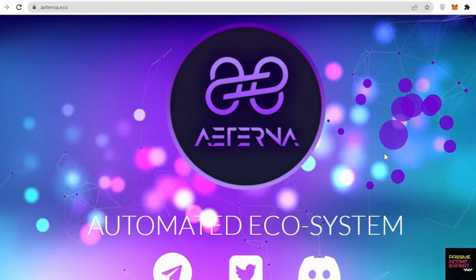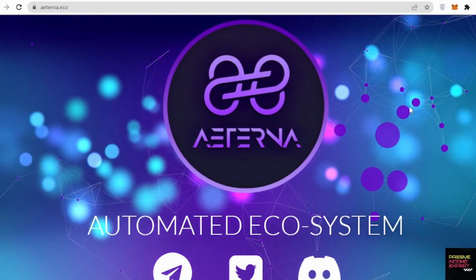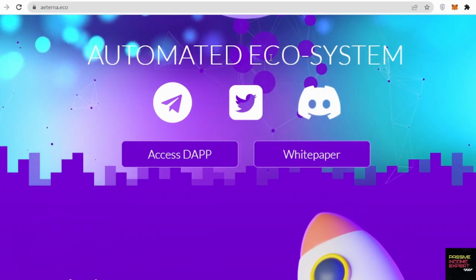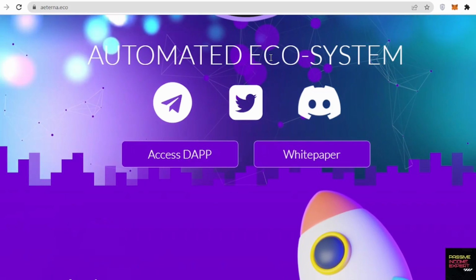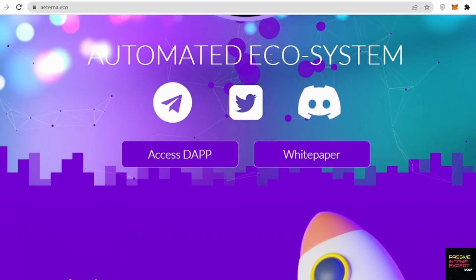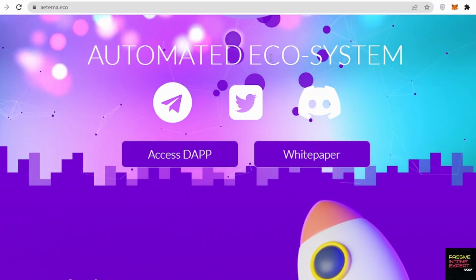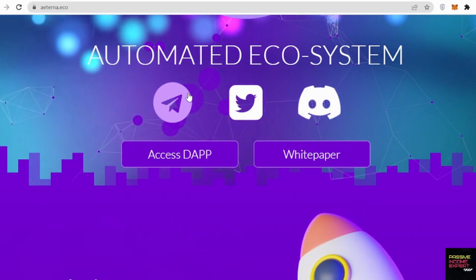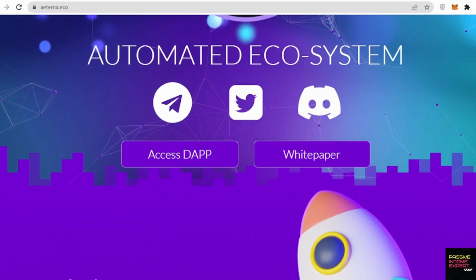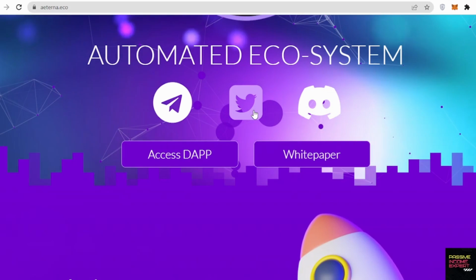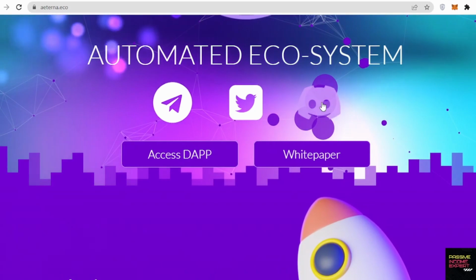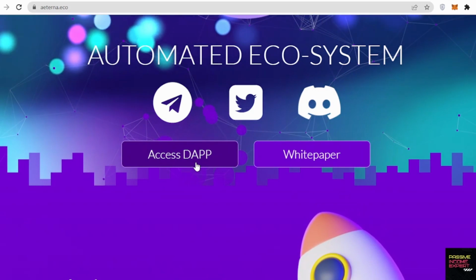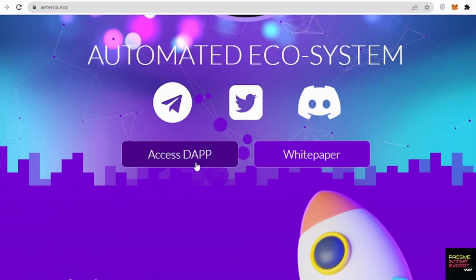Once you land on their main page, you will see this very beautiful website. It's one of the unique themes which I've seen in a long time. Once I scroll down a bit, I can see it says automated ecosystem. That's some sort of utility which they are running in the back end, and they have a nice icon for their Telegram link, so you can join their Telegram group from here. And in addition, if you want to follow them on Twitter, that will be the Twitter link. That's their official Discord, and that's the Access dApp where we will be entering a bit later on. I'll show you the step-by-step tutorial for that.